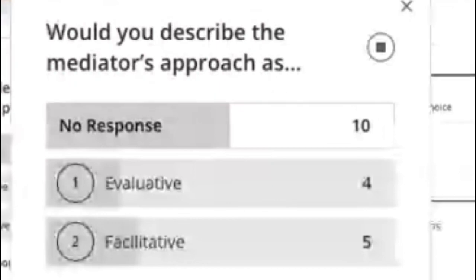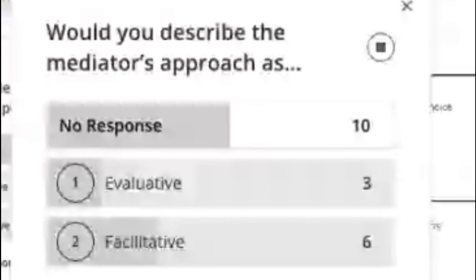So let's think about what the mediator was doing. Evaluative mediators, as we said, evaluate the legal merits of the case, right, and make predictions. And as I'm saying all this, feel free to change your vote on this poll if you can still do that. So evaluative mediators evaluate the legal position, make predictions about what will happen in court.